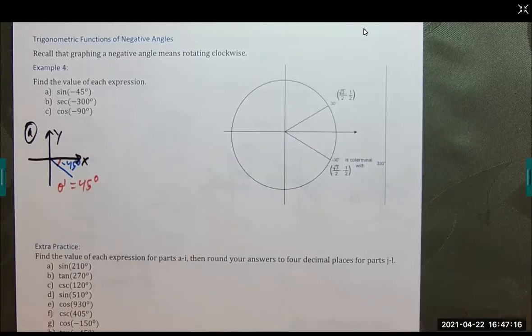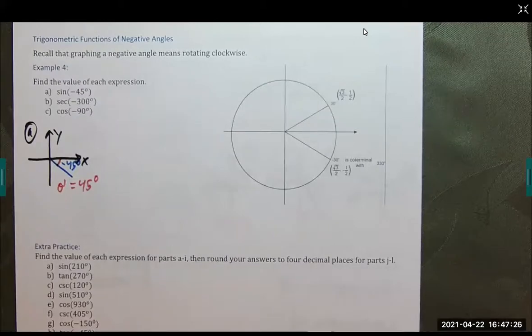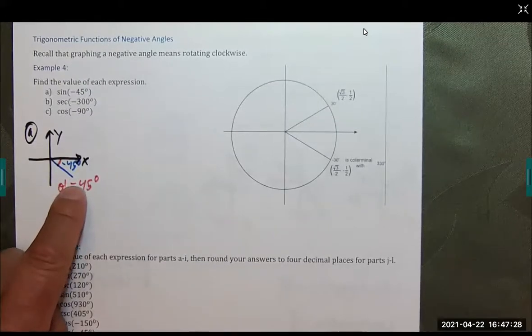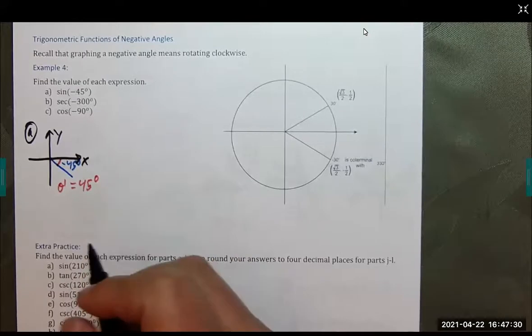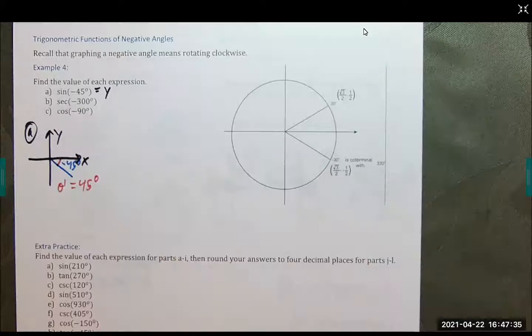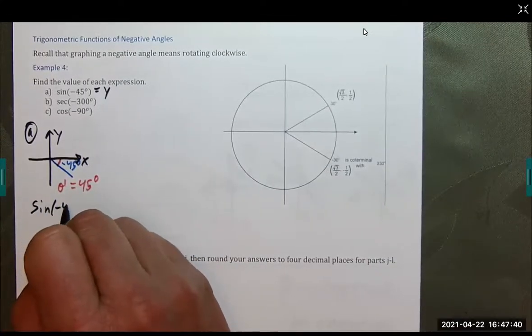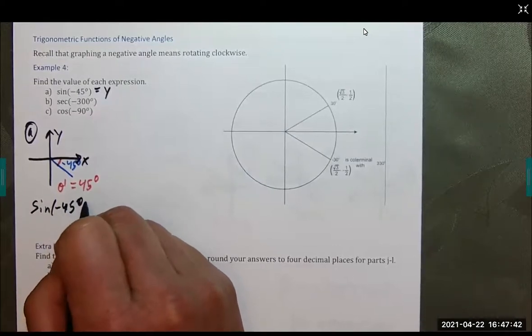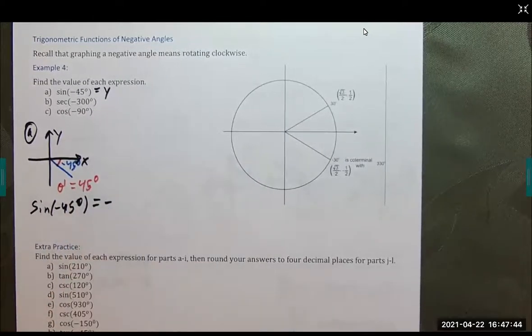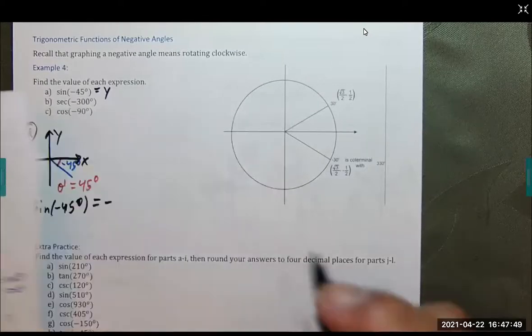So once again, I can use the unit circle. And I'm just going to use 45 degrees. Now I need to keep in mind in quadrant 4, x is positive, y is negative. So sine, which is y, is going to be negative. So sine of negative 45 degrees is going to be negative. And I'm just going to go to the y value of 45 degrees in the first quadrant, root 2 over 2.